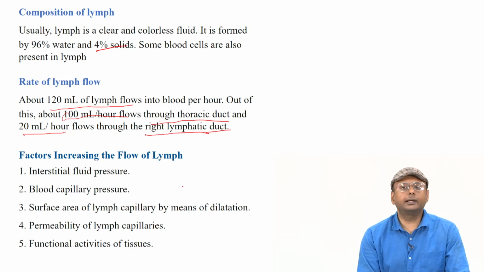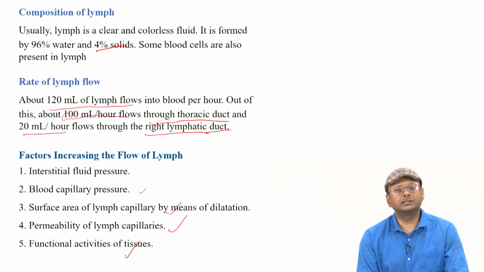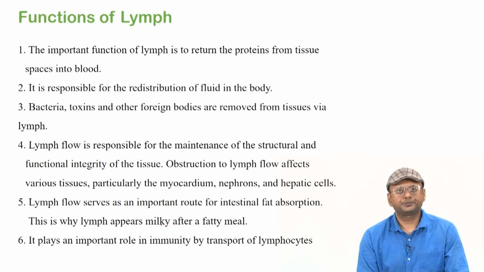Okay. And then what are the different factors that can increase the lymphatic flow, or the flow of lymph? Interstitial fluid pressure, blood capillary pressure, surface area of the lymph capillary in cases of dilation, high permeability of the lymph capillary, or functional activities of the tissues can increase the flow of lymph, okay, in our body.